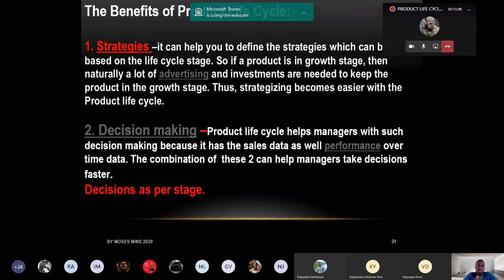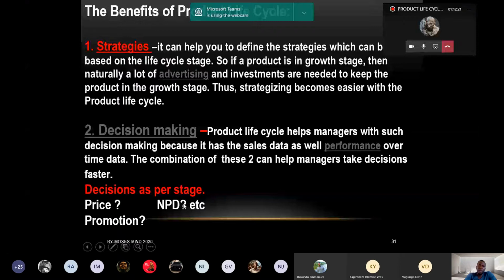If you are on introduction stage and sales increase rapidly, that means you are in the growth stage. Don't make decisions that are for the introduction stage when you are at the growth stage. So decisions differ depending on the stage. That's what I'm trying to say. Look, decisions per stage. For example, price: if I'm on introduction, price should not be the same as the one I will set when I'm on the maturity stage. Promotion: the methods I use under introduction are not the same methods I will use under maturity.